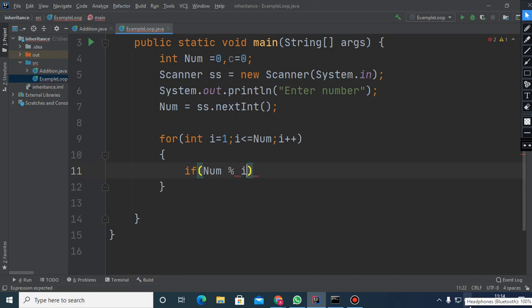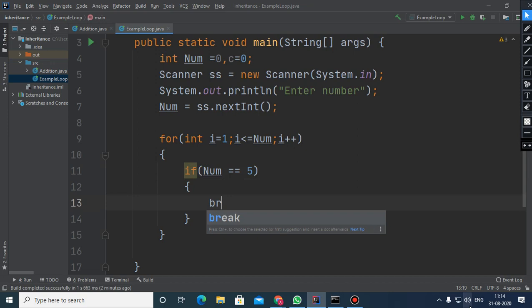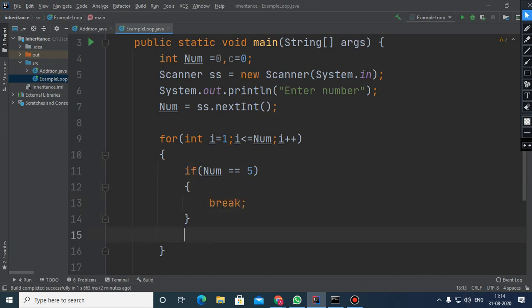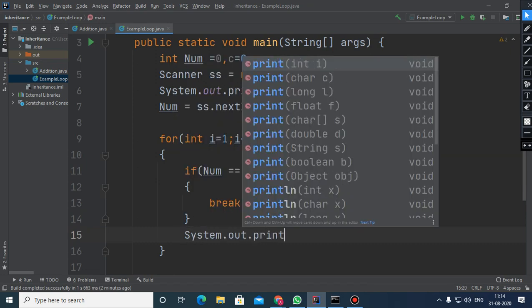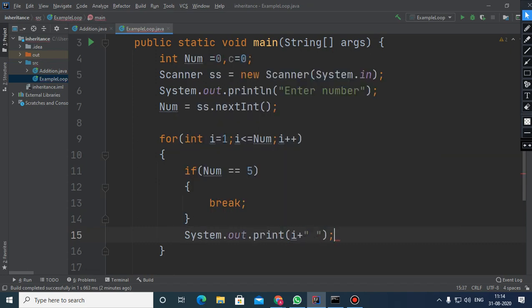Now see that if num equals 5, then we are writing break, and here I am writing I. Now see what the output is here.